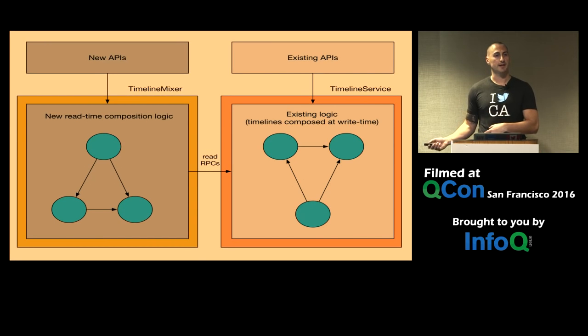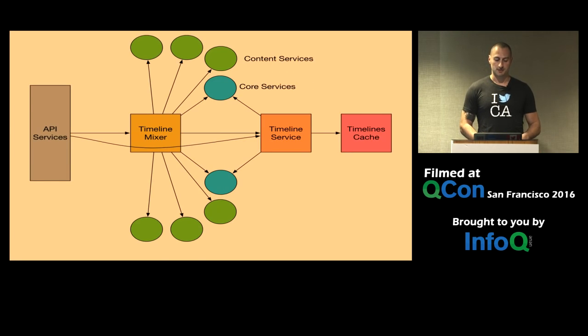So zooming out from this diagram a little bit, it begins to look a bit more like this. We have API services on the left. They direct their home timeline requests to this aggregation service, the timeline mixer. And it still has an execution flow that looks as it did before, where it interfaces with the timeline service and the timeline's cache. But it also scatters requests to many other content services represented by these green circles.